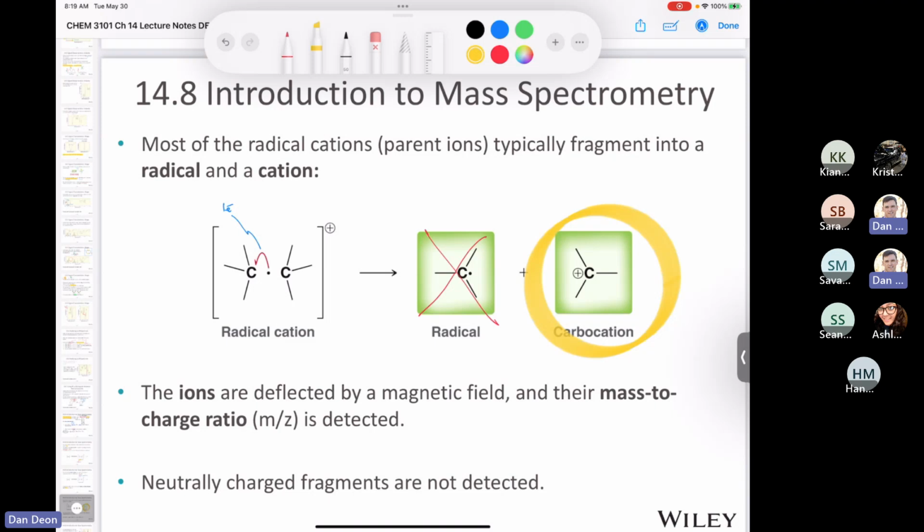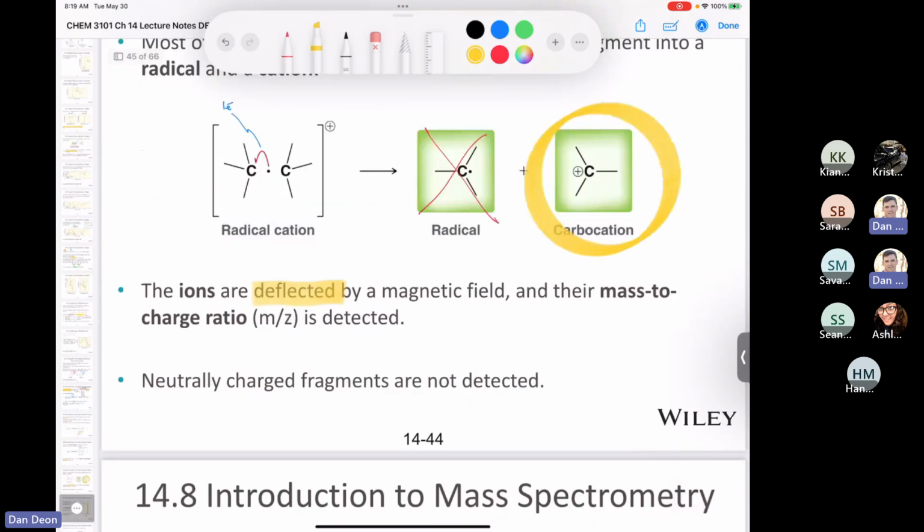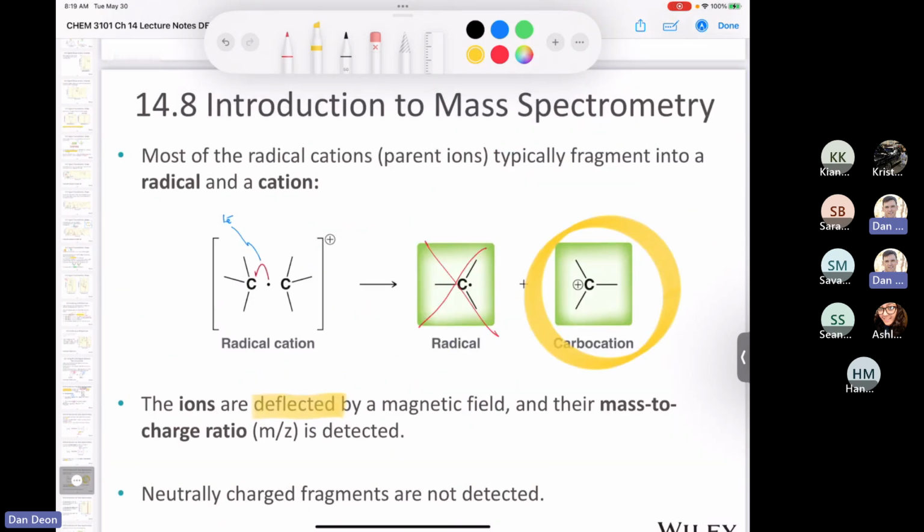Good. Now, if you're wondering, how does it graph carbocations or ions that have different masses? That's a great question. They're deflected by the magnetic field, and they're plotted according to their mass to charge ratio. So the whole idea of being deflected: there's a picture in the textbook. It's figure 14.21, which shows a schematic of a mass spectrometer.